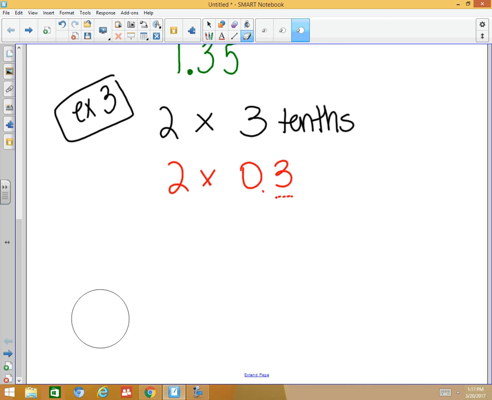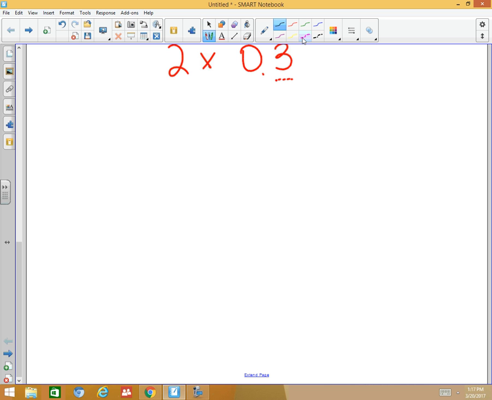So, you already know how to multiply them. Let's talk about putting them in word form. Example 4.